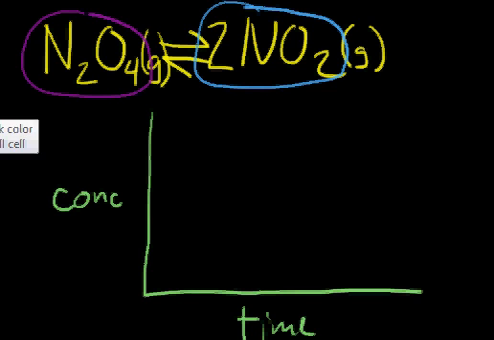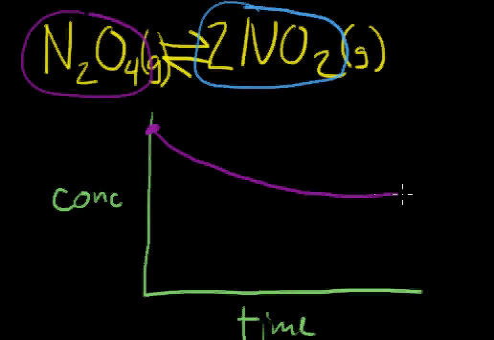So let's think about what's going to happen just to the reactant over time. The reactant is going to decrease over time because it's going to be reacting. So we're going to start off with a certain amount of reactant, and then that reactant is going to decrease over time until it reaches equilibrium, where the rate no longer changes, where the concentration no longer changes.